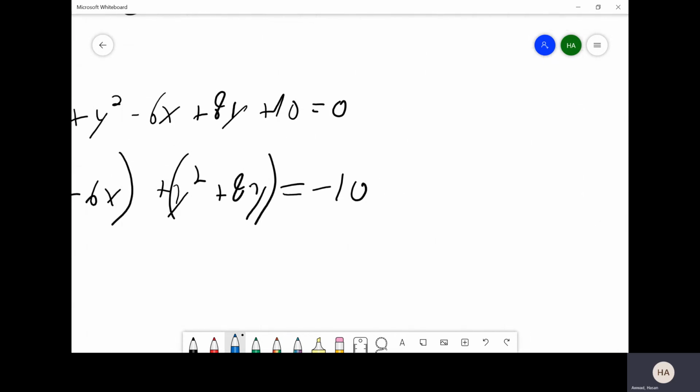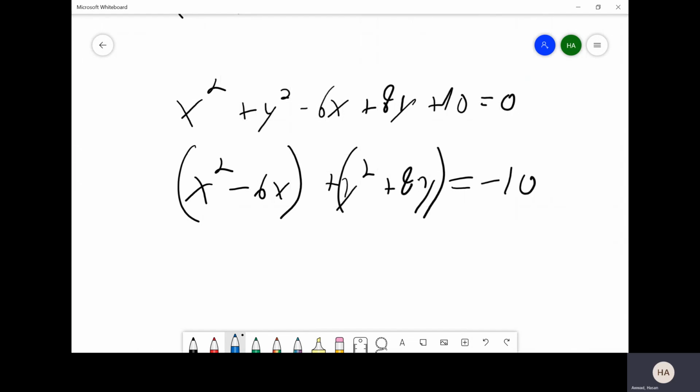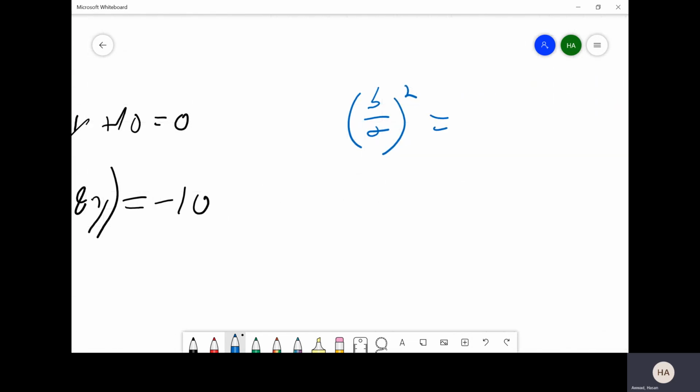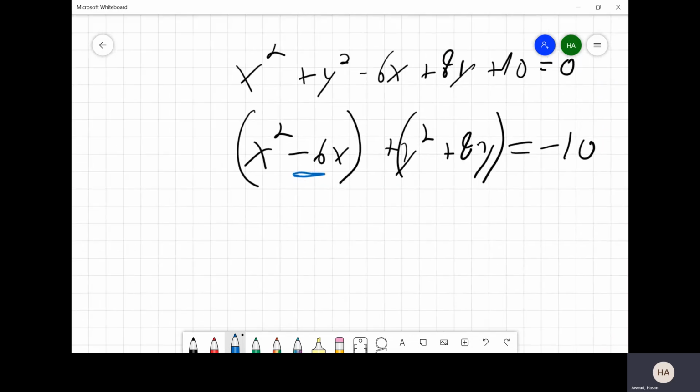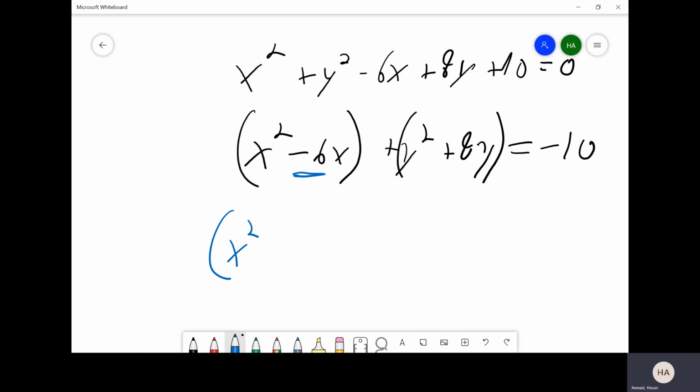So over here, we have b over 2 squared. Well, my b is negative 6, right? So that means I'm going to have negative 6 over 2 squared. Negative 6 over 2 is negative 3, squared, which is 9. Which means I'm going to have x squared minus 6x plus 9, right? I'm adding 9 into the equation so that I can complete the square.